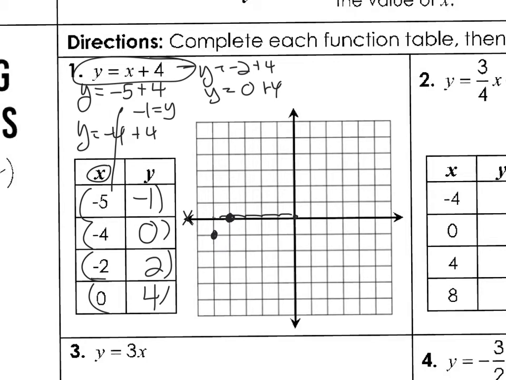And then we have -2, 2. So to the left 2 and up 2. And then we have 0, 4. So we'll stay at the origin and go up 4. All right, so now this makes a really pretty nice line, okay? So you have graphed the line of this equation just by plugging in some numbers.